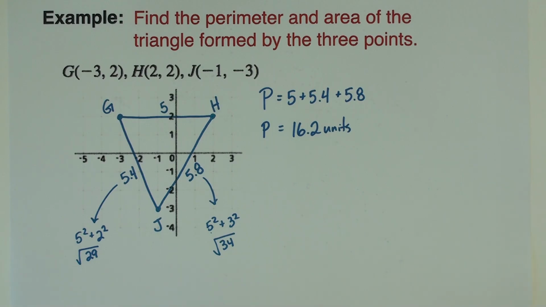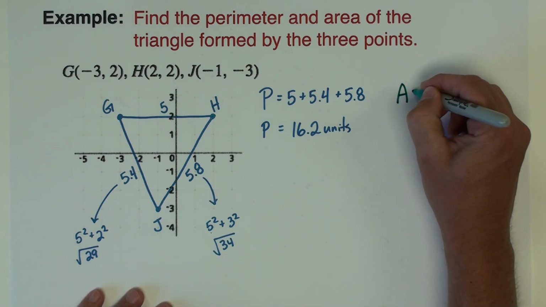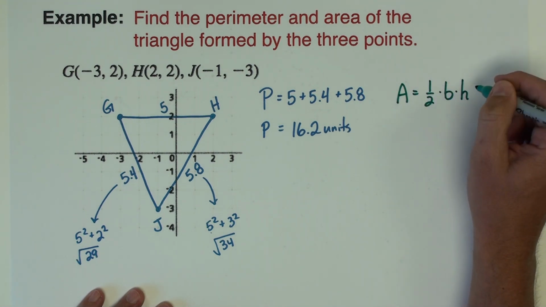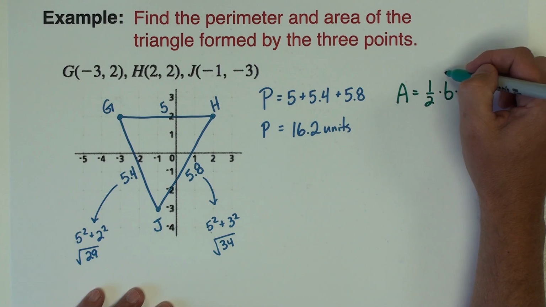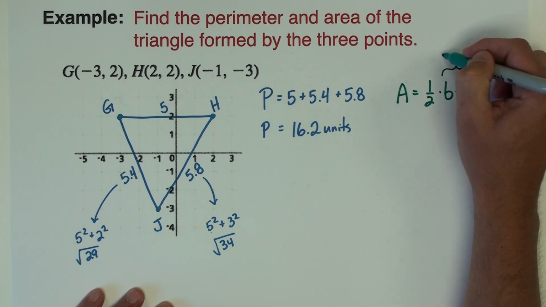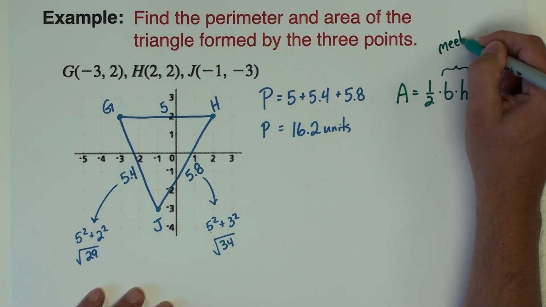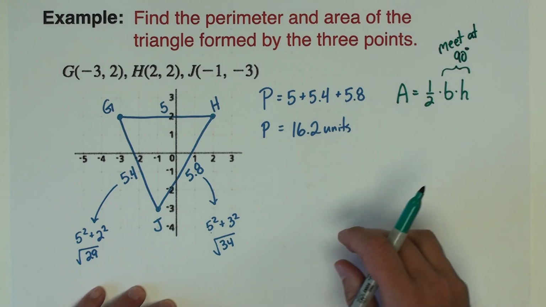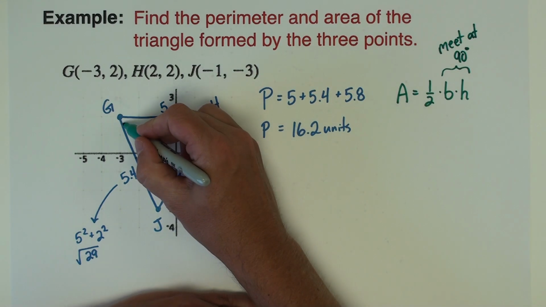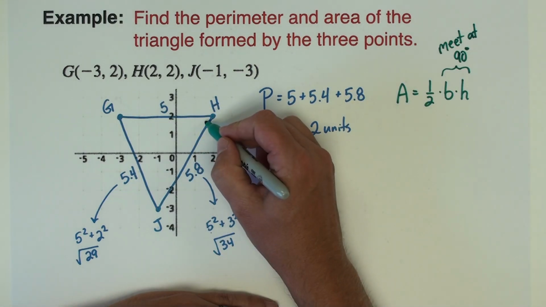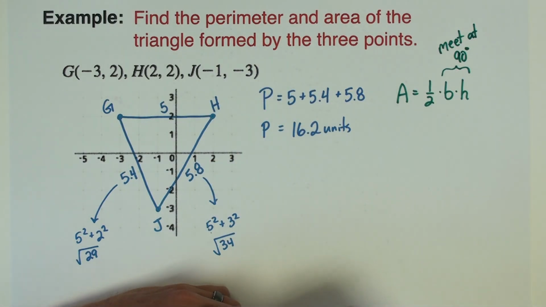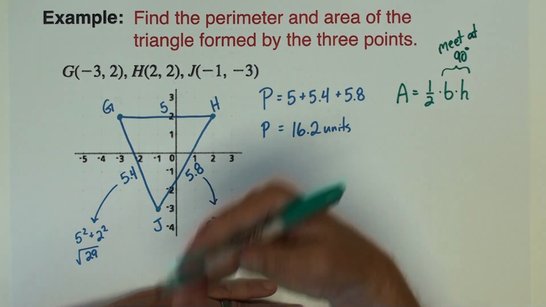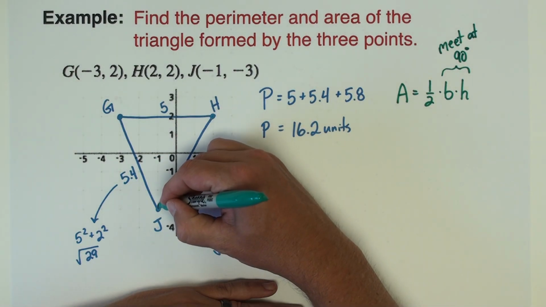For area, again, the formula is half times base times height. Remember, the base and the height meet at a 90-degree angle, right? And so if I look at all these angles, none of those are right angles. I know what right angles are, even though we haven't talked really about angles yet. I know what 90 degrees looks like. So I have to create a 90-degree angle.